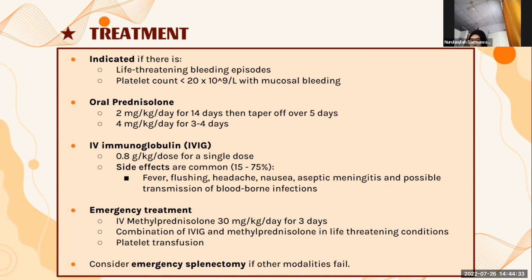Okay. In emergency treatment, which is for those with severe bleeding, like severe episodes of GIB that can lead to a drop of hemoglobin, or also involve intracranial hemorrhage, you can give IV methylprednisolone, about 30 milligram per kg per day for 3 days, or a combination of IVIG and methylprednisolone in life-threatening conditions, or platelet transfusion. This platelet transfusion only helps to increase the number of platelets in a short time, and helps the body to stop the bleeding. And if the other modalities fail, we might consider an emergency splenectomy.